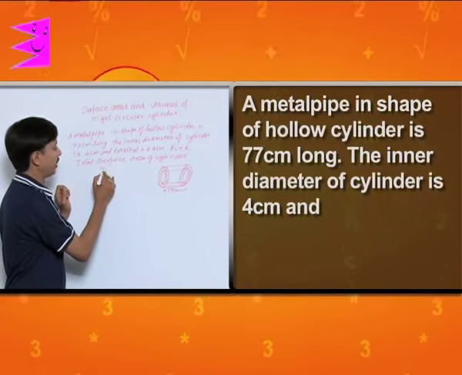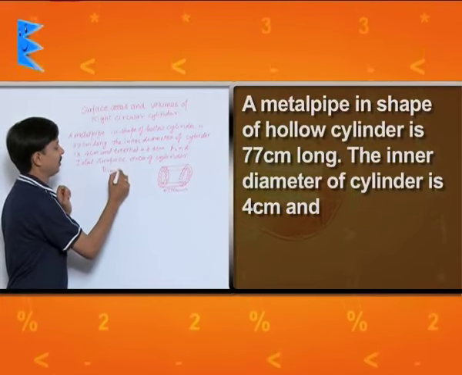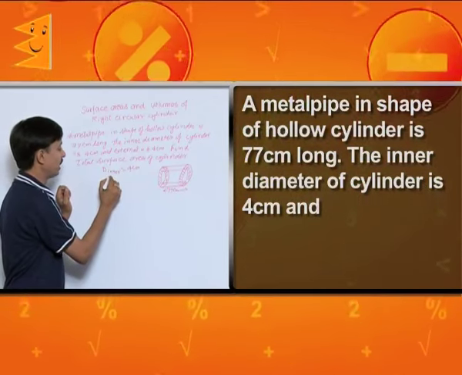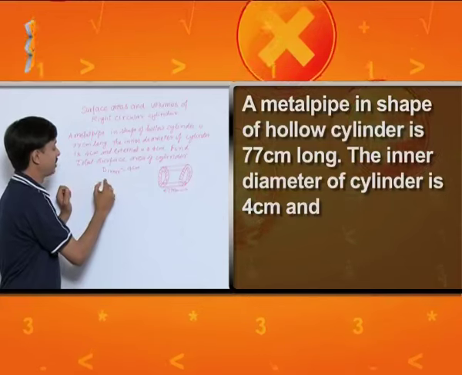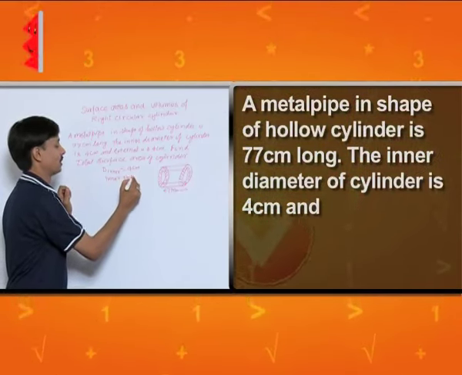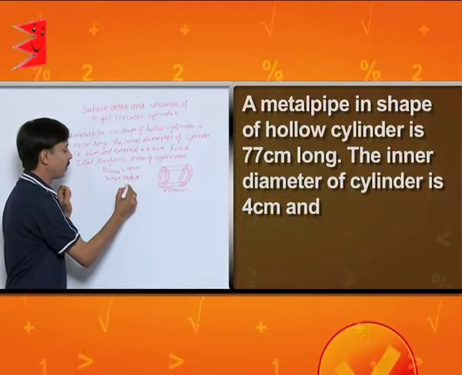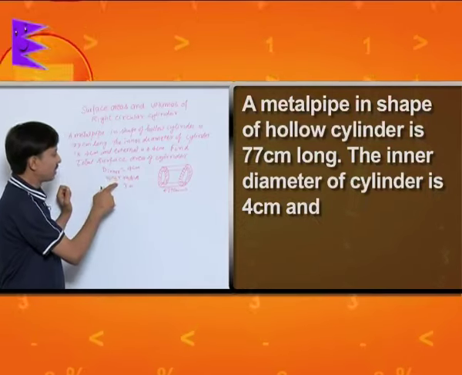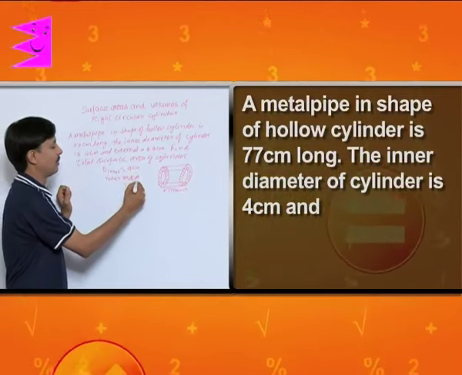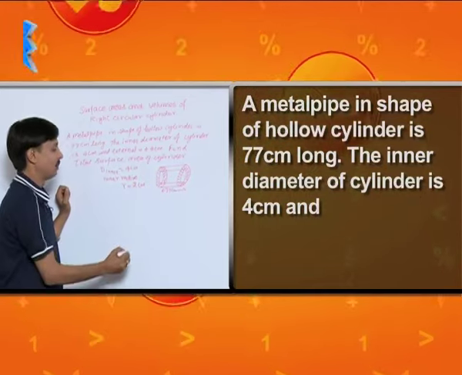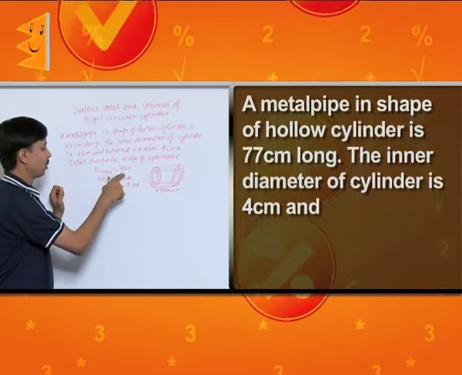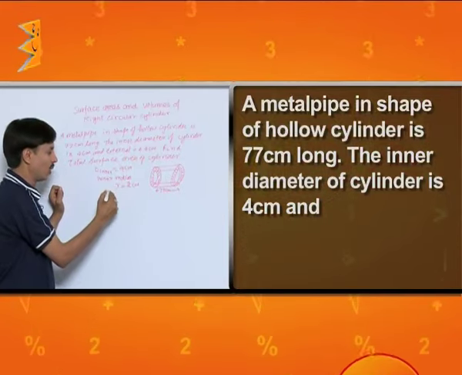I can say the inner diameter is how much? 4 centimeter. So which radius? I can say the inner radius. We try to replace the inner radius by small r. Radius is half of the diameter, so it becomes 2 centimeter. Its inner diameter is given as 4, so the inner radius becomes 2.